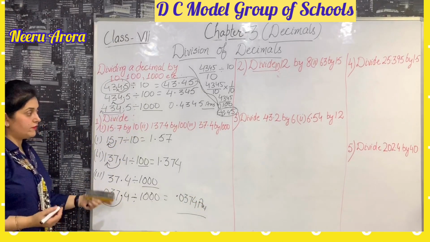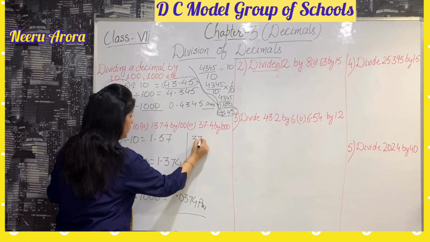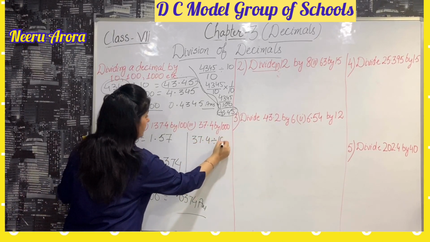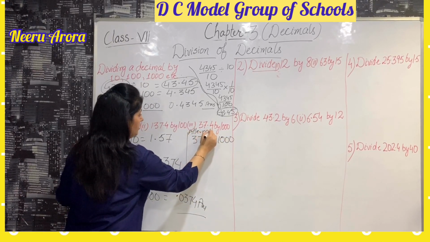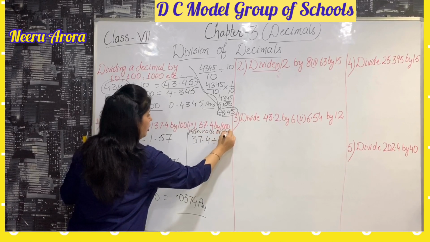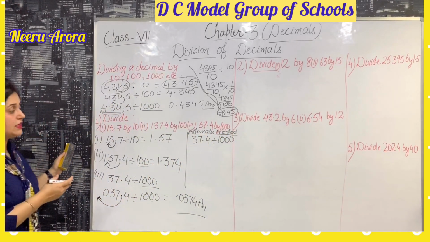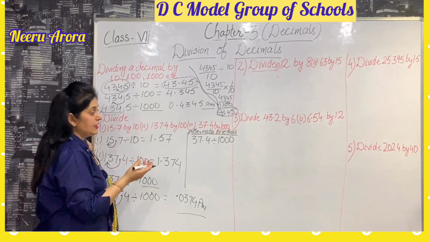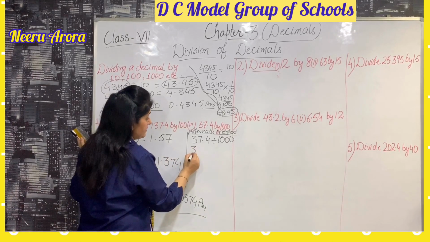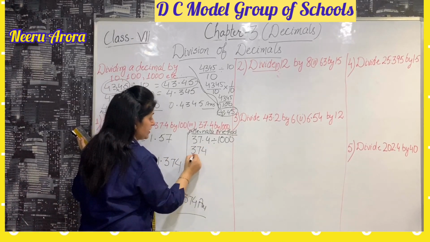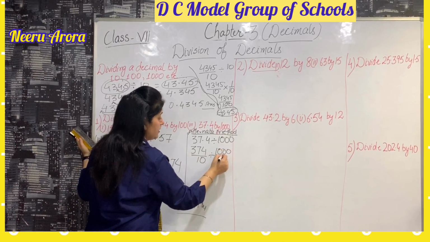So we can do this sum with the other method also. Suppose we want to divide this, 37.4 divided by 1000. You can say this is an alternate method. All the division sums you can do with this method also. This is basically similar to the division of fractions. 37.4. So remove the decimal. What comes here? 10. Divided by 1000. Nothing is in the denominator here, we will put 1.